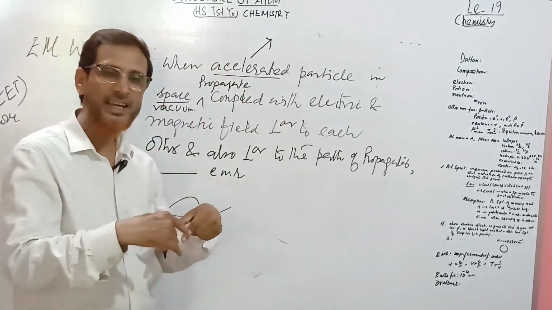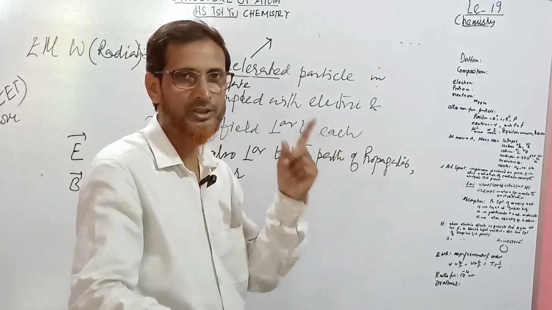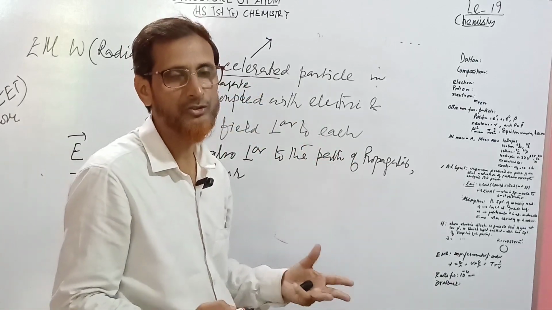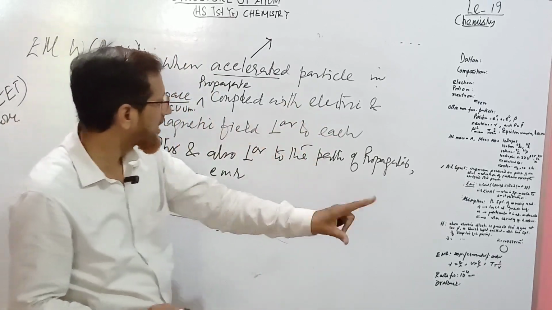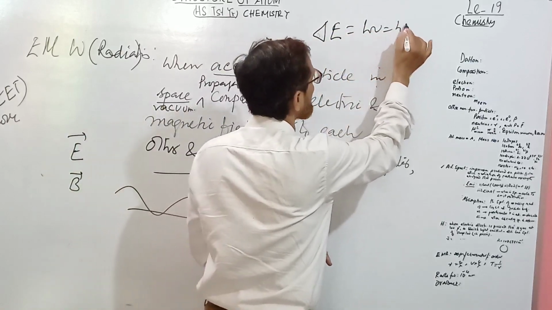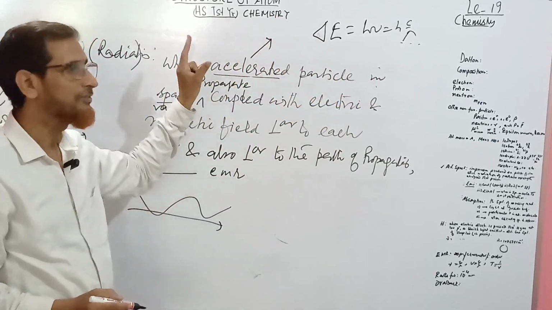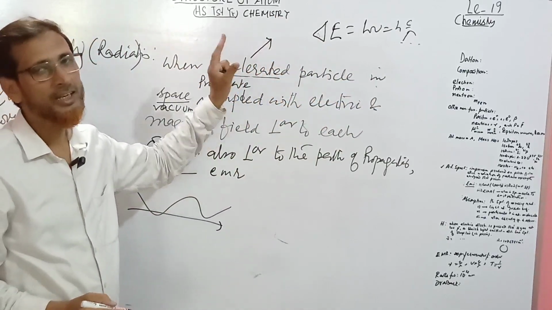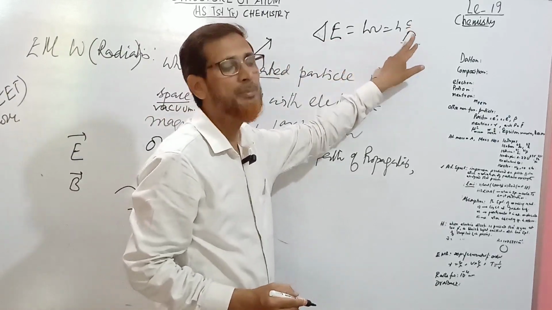Means when it is accelerated, when it moves with different velocities, when the difference in velocity occurs, there is a change in energy. When there is a change in energy, as I have already told you, this is related to wavelength, this is related to radiation. If there is no change in energy, there will not be any radiation, because there will not be any c by lambda.